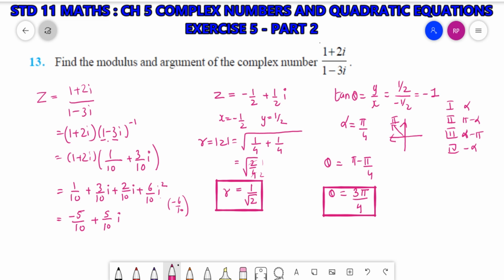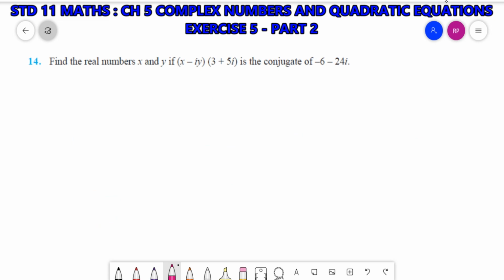Now let's move to the next, that is question number 14. Question number 14. Find the real numbers x and y if (x − iy)(3 + 5i) is the conjugate of −6 − 24i. So let's take this as z.